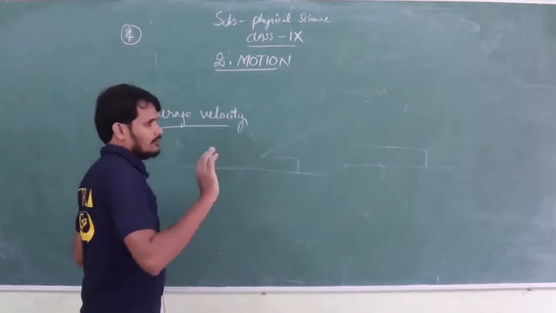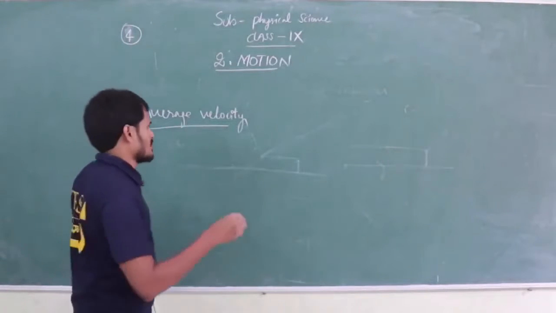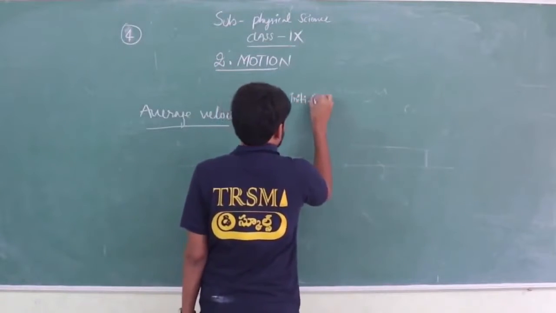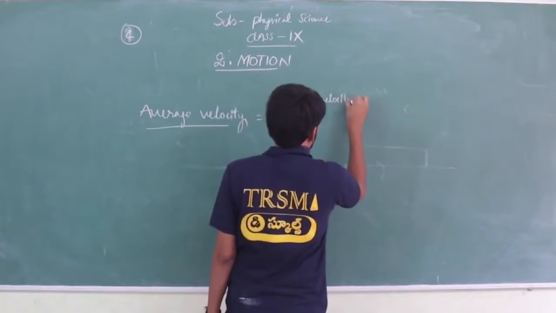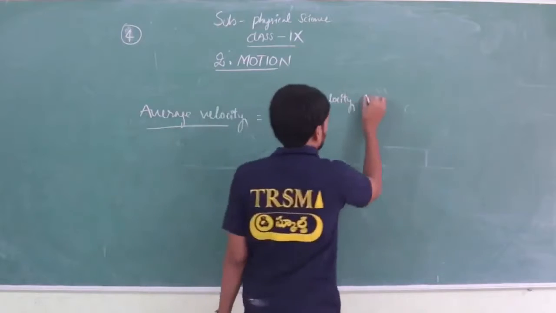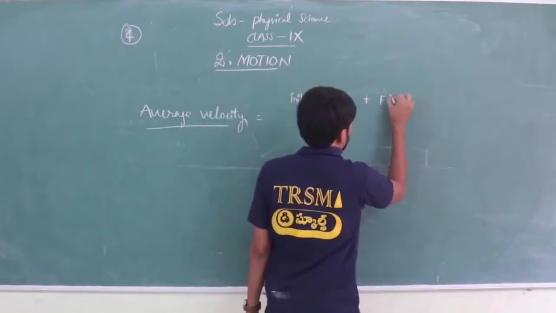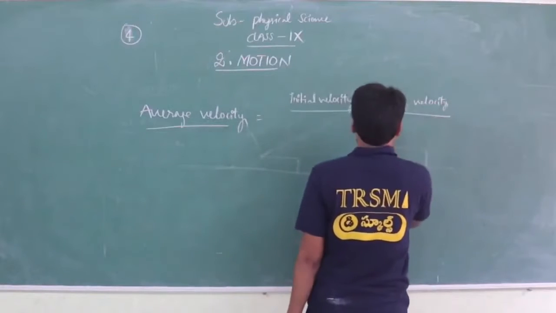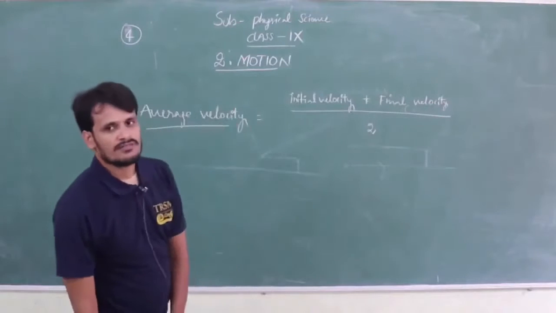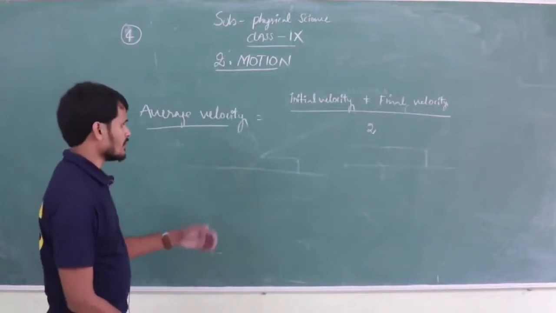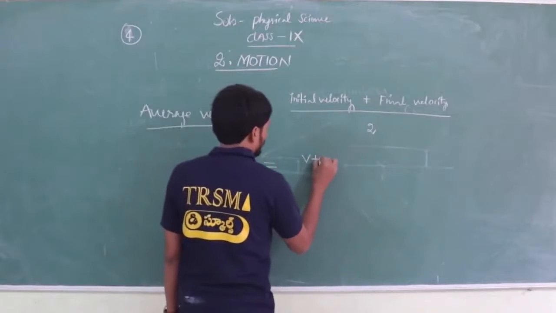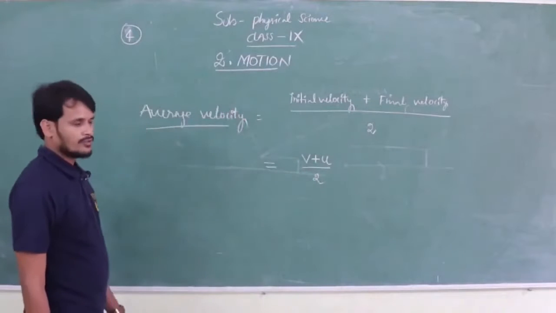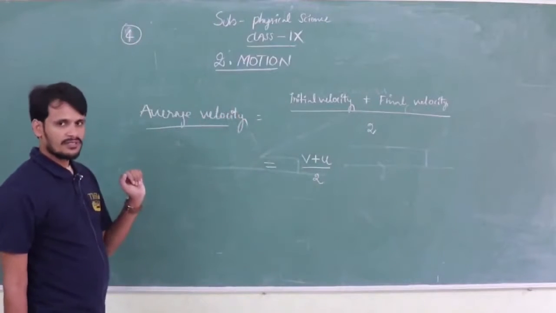Average velocity, as I told you, is the sum of velocities. Average velocity equals initial velocity plus final velocity divided by 2. That is, average velocity equals (v plus u) by 2. Does it equal displacement?